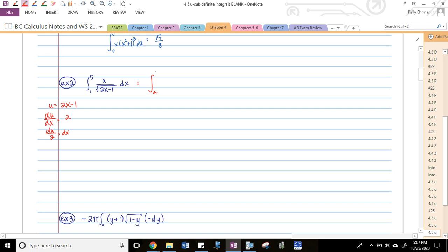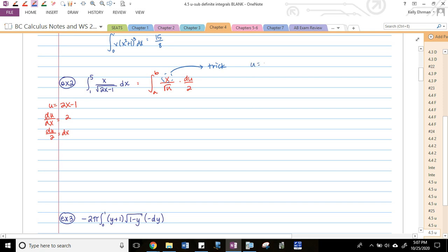I'm going to leave off the bounds. I'm just going to say a to b. I've got x over square root of u, and then I've got du over 2. So this x did not cancel out. Here's a trick though. It's just a nice little x, and our u has an x in it. So we can still do u substitution. We just need to say, what is x in terms of u?